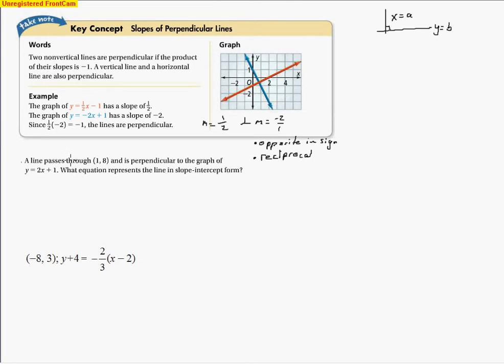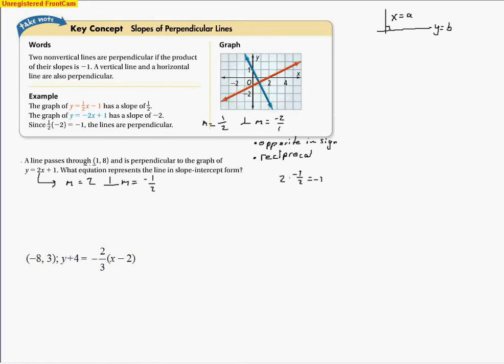So here it says we want to write an equation of a line that passes through this point and is perpendicular to this equation. Let's mine out the slope here, and it's right in front of us. 2 is the slope. So our perpendicular slope will be negative 1/2. If I multiply 2 times negative 1/2, I get negative 1, just as they multiplied 1/2 by negative 2 and got negative 1. So I know this is the correct slope.